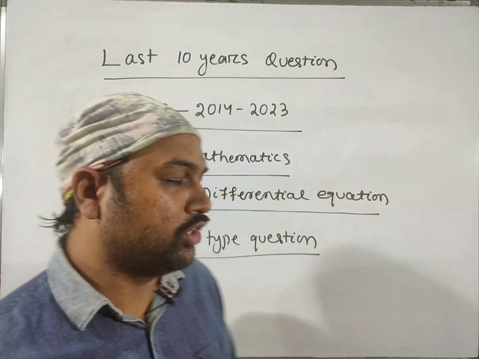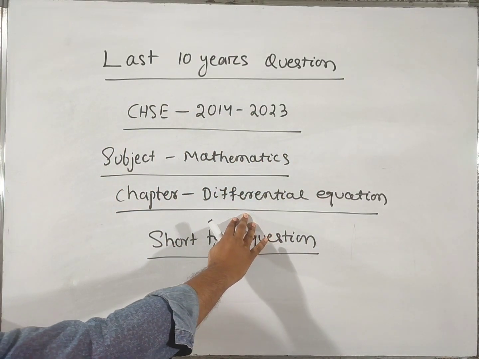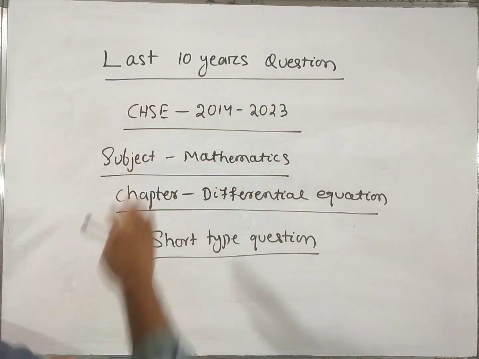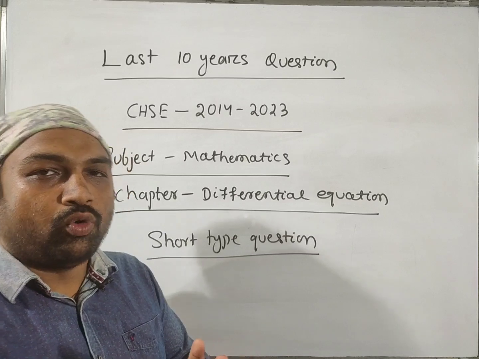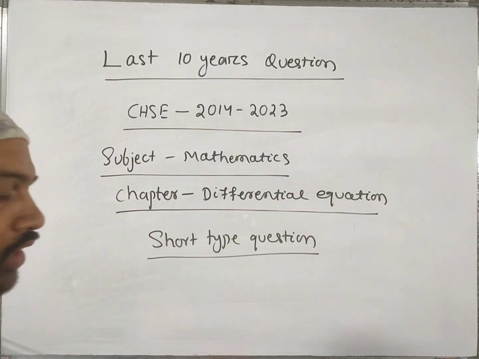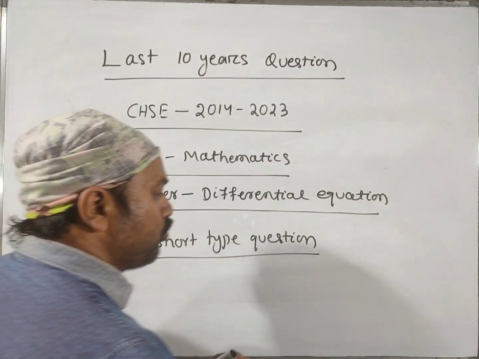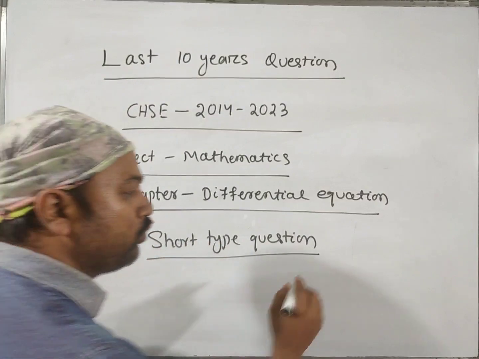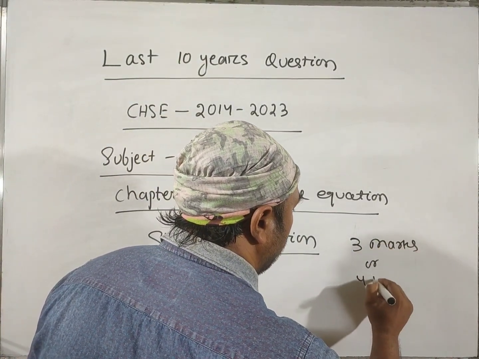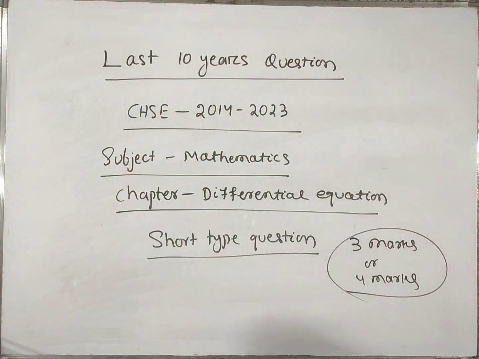In this particular video session, we are going to discuss the short type questions of the chapter differential equation from the last 10 years of annual exams, that means from CHSE 2014 to 2023, the previous years. So let us start the video from the first question. Here we are going to discuss only short type questions, that means those questions which carry 3 marks or 4 marks from the last 10 years annual exam.